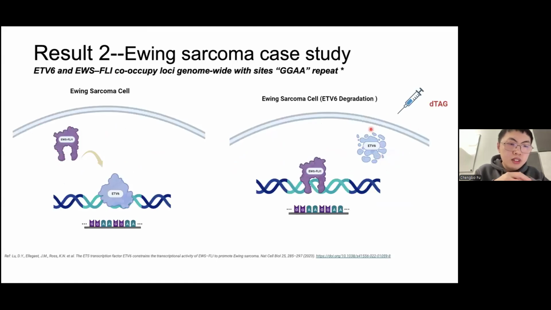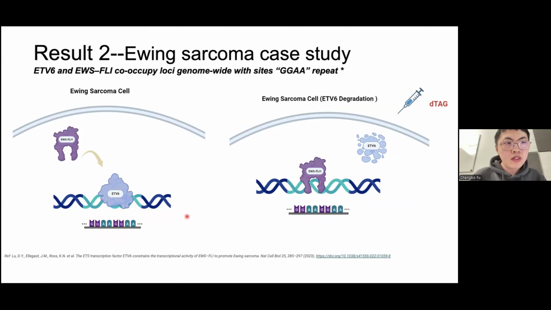And in experiment 2, here is a case study. We want to see how KMAP performs on more real data. In previous research, researchers have found that ETV6, this transcription factor, plays a key role in Ewing sarcoma. The binding pattern of ETV6 is very special. It's a GGA repeat, and researchers also found that another transcription factor called HT-SELEX also binds to the GGA repeat. So that means they are competitors.